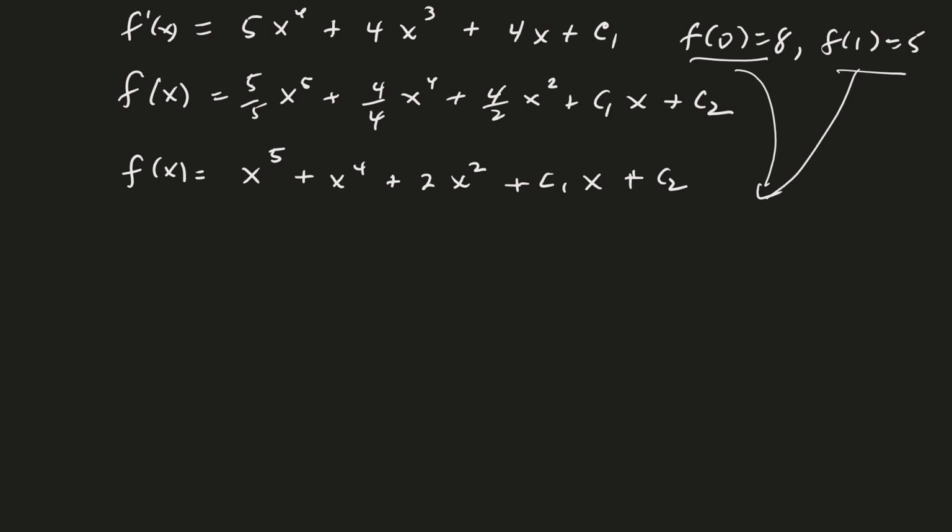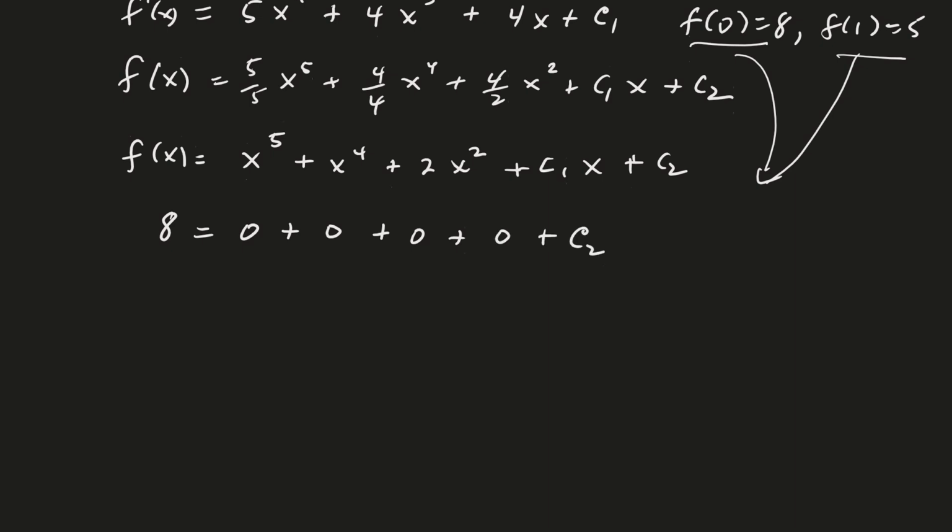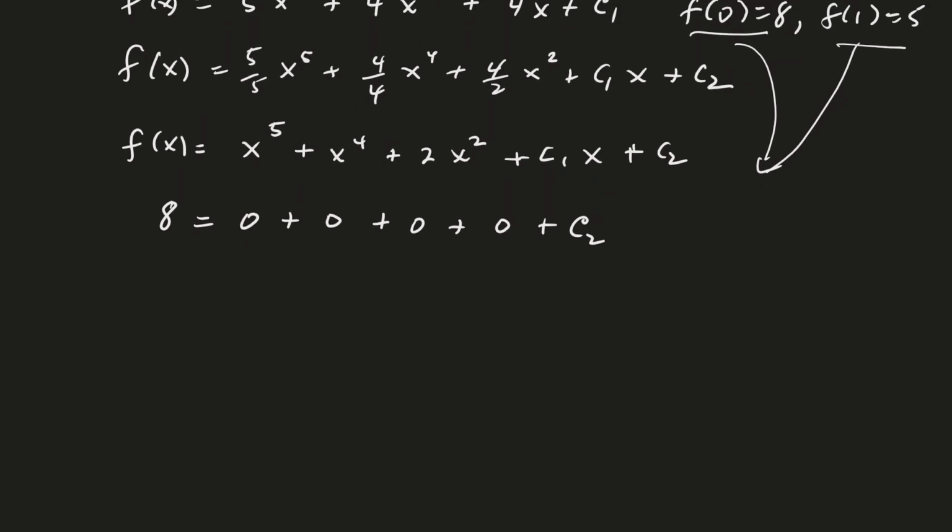And so f of 0 equals 8, so 8 would be 0 plus 0 plus 0 plus 0 plus c2. Oh, that was easy. Okay, how about the other one? F of 1 equals 5, so 5 is equal to 1 plus 1 plus 2 plus c1, and then c2 is equal to 8, right? So let's just go ahead and plug that in. So what do we get for c1 then? 8, 9, 10, 11, 12. So 5 minus 12, is that minus 7?